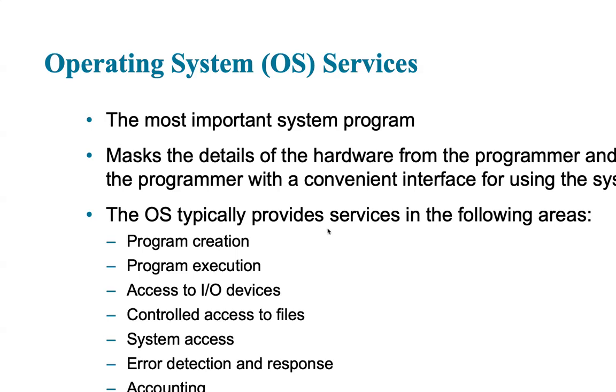The operating system typically provides services in the following areas: program creation, for software developers; program execution, managing that things are going okay; access to input and output devices; and controlling access to files. The operating system is going to have access to more things than other parts of the computing system. Also overall system access, error detection and response, and accounting. There's all kinds of stuff going on.